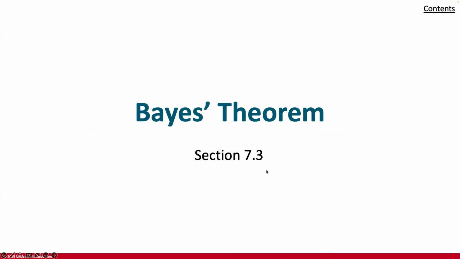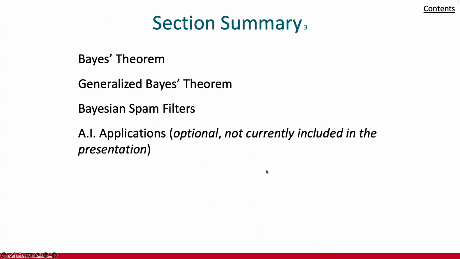Now let's talk about Bayes' theorem. We'll talk about the theorem, and a generalized Bayes' theorem, and how we can use Bayesian spam filters. We've already mentioned spam filters a little bit. It also has applicability to AI, but we're not going to be covering that in this lecture. See Rosen for more details on that.